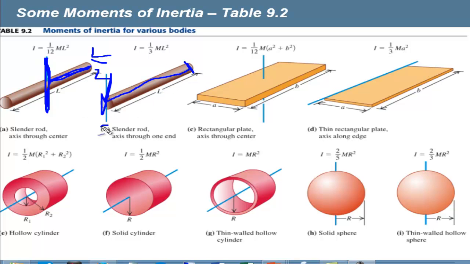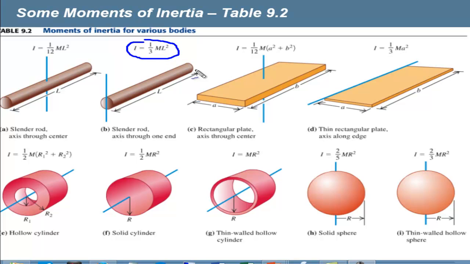So in B, in the cylinder rod with the axis through one end, the distance to the mass is twice as much as it is in case A with the cylinder rod whose axis is through the center. So if the distance is twice as much and we have in the moment of inertia the distance squared, then it would make sense that the moment of inertia is 4 times as much. So that's why this actually makes perfect sense that the moment of inertia is 4 times as much when the mass is distributed twice as far away.